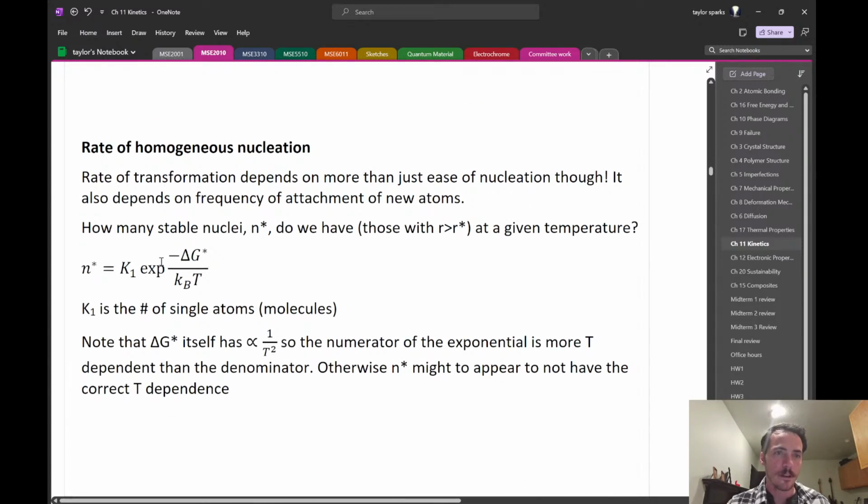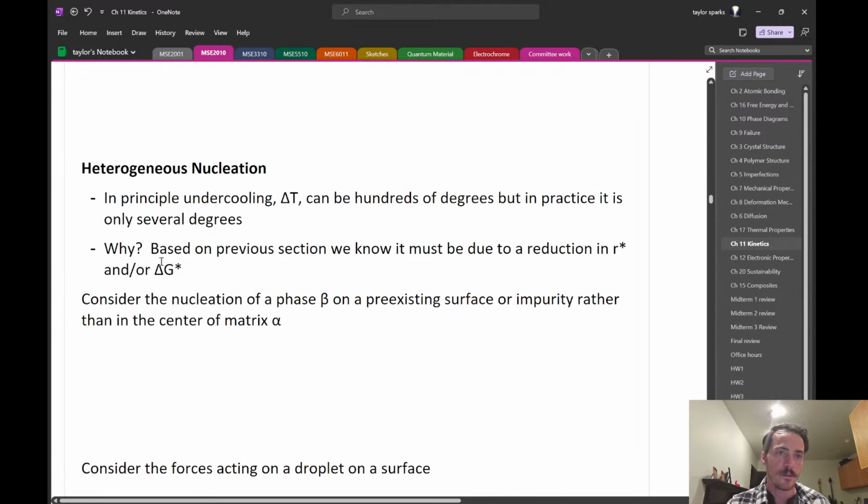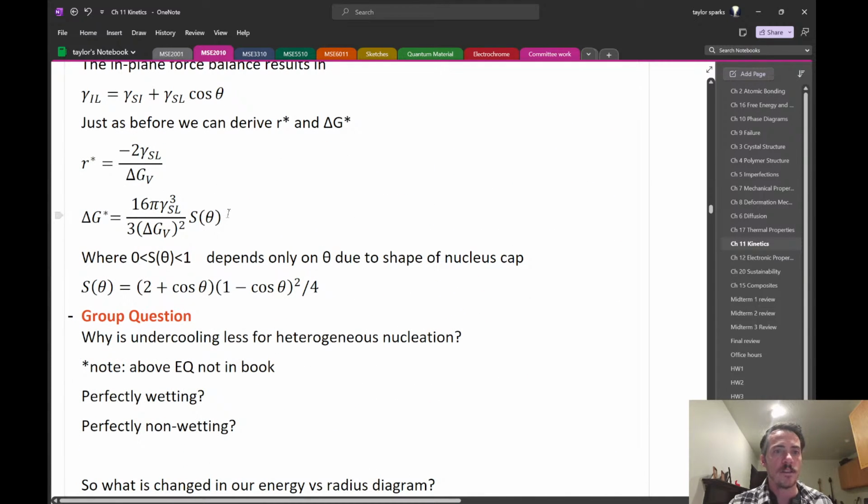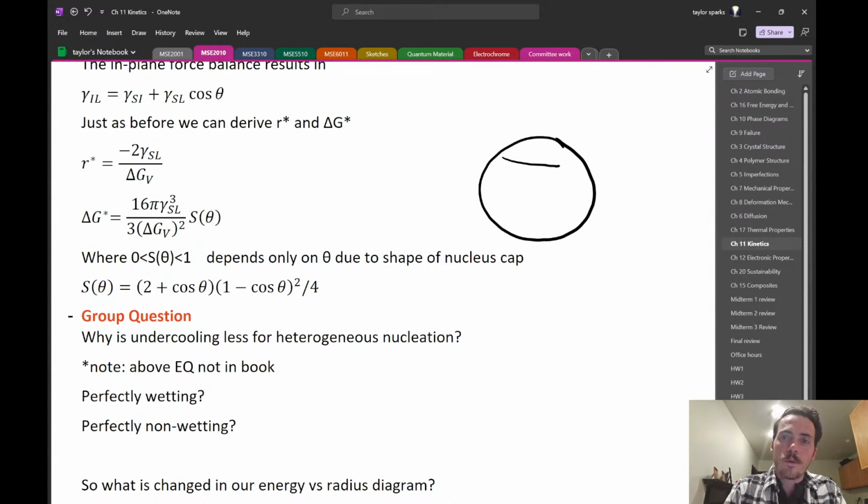Instead of forming, this is the rate of homogeneous nucleation. Okay, here's heterogeneous nucleation. The only difference right here is that it's the exact same equation. Delta G star is the same as delta G star before, except it's multiplied by S as a function of theta. That's basically saying that instead of forming a full sphere, we're just forming the cap of a sphere, which changes the surface area to volume ratio. So it's essentially just less by a number between 0 and 1, and it would depend on the angles, how much of that spherical cap we include versus exclude.